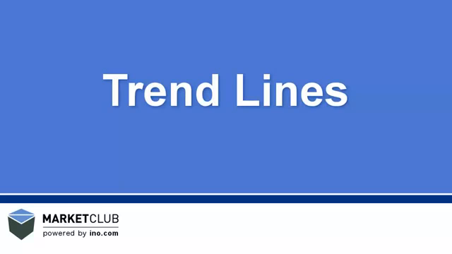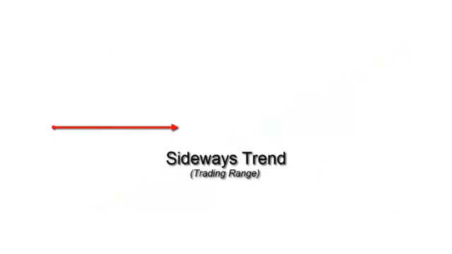Today we're going to be looking at one of the simplest of all technical tools, and that's trend lines. These are very powerful tools that you can use on stocks, futures, precious metals, foreign exchange, and practically any market that moves. So let's get started right away. First thing we have to establish is that a market can only do three things. It can go up, it can go down, and it can go sideways.